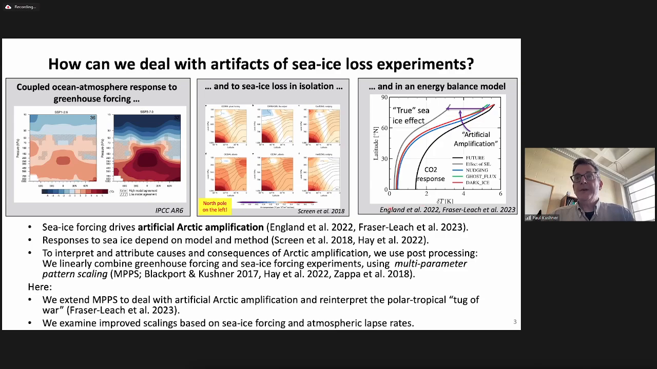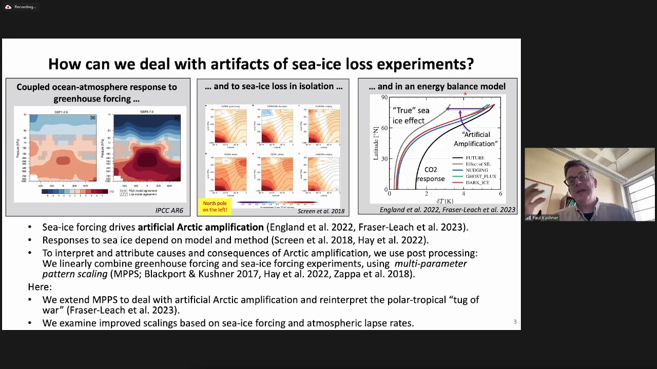But recently, there's been a critique of these techniques, and it comes from Mark England and others, and includes some of the same investigators who were involved in the original simulations. And what Mark pointed out was that if you take a very simple energy balance model and look at the top of atmosphere energy balance, you can predict what the actual effect of sea ice is.